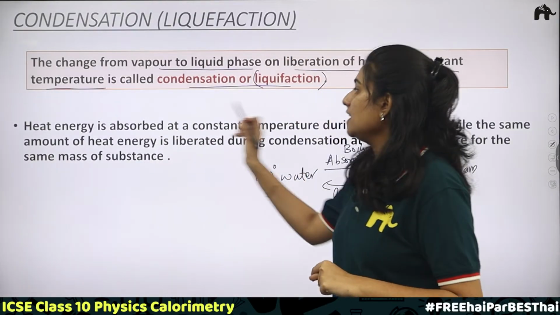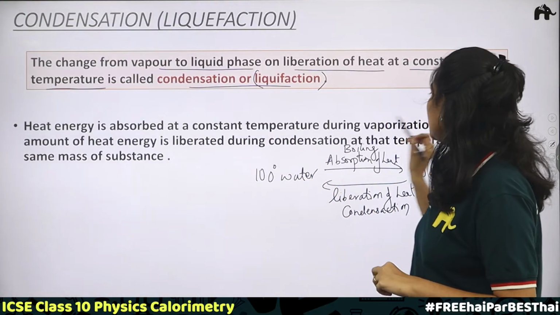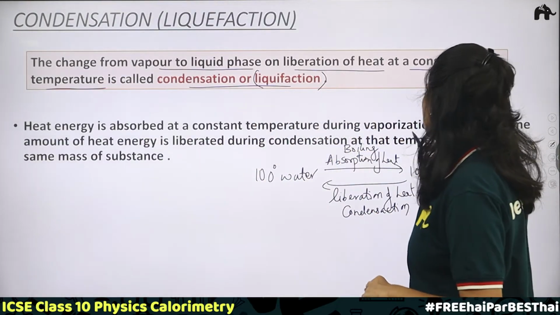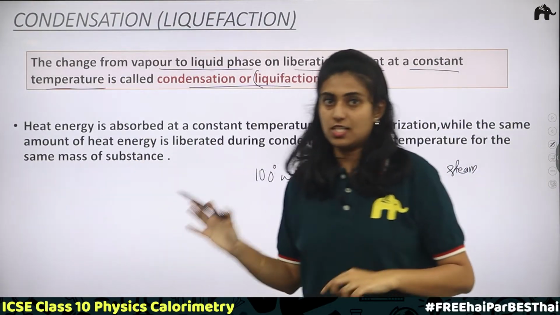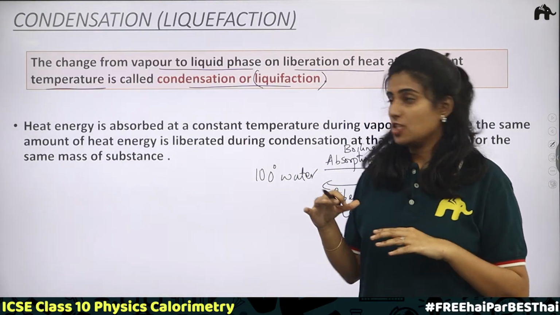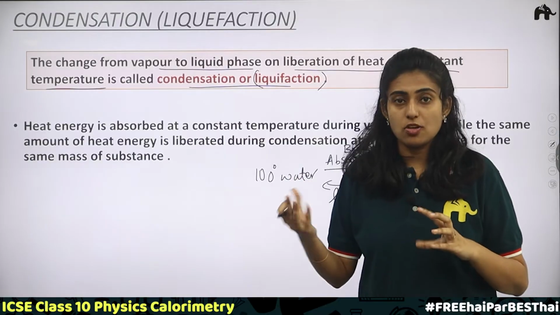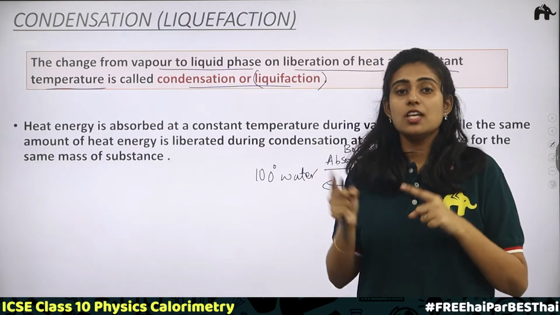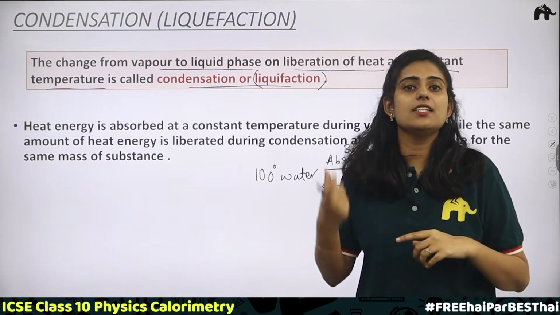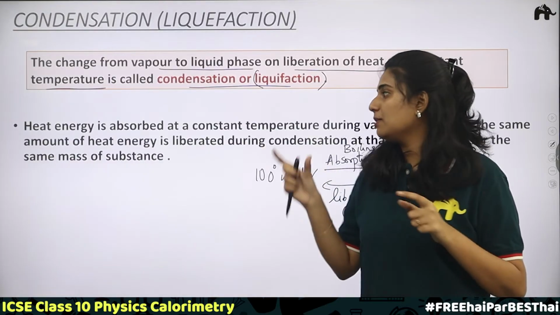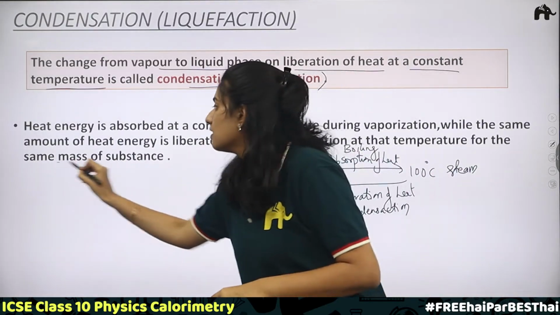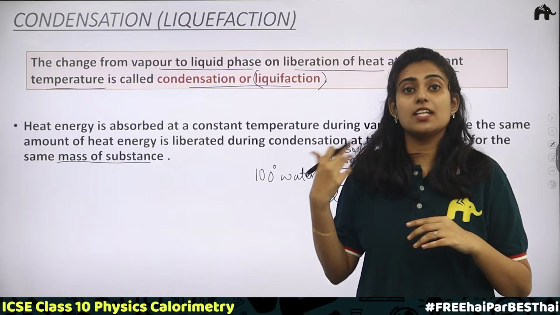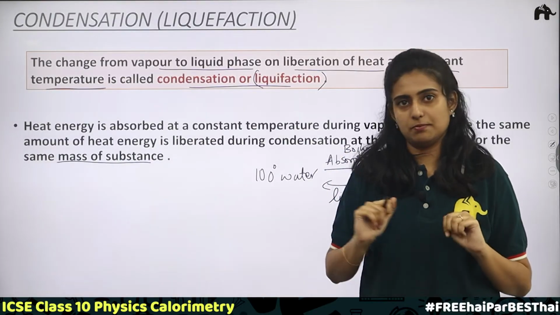Now, the heat energy absorbed at a constant temperature during vaporization is the same amount of heat energy liberated during condensation at that temperature for a given mass of substance. During vaporization, heat energy is absorbed. During condensation, heat energy is given out. These two, the heat energy absorbed and the heat energy liberated at a constant temperature, will be the same for a given mass of a substance.